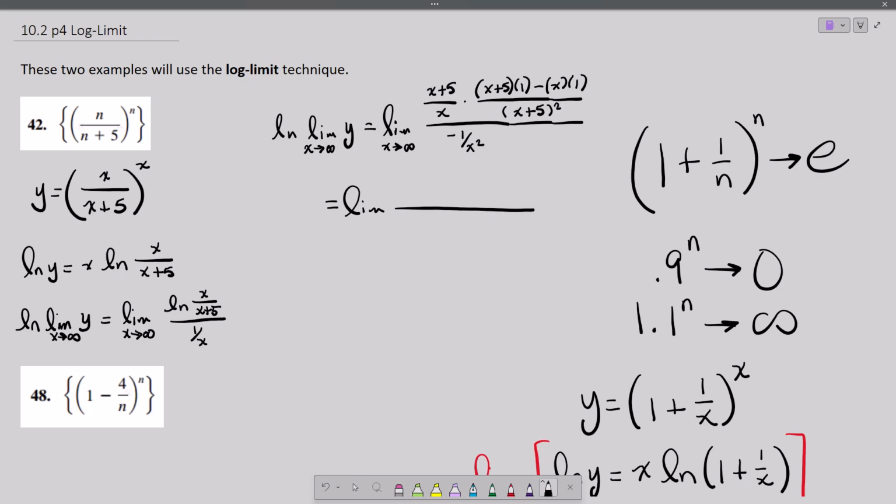All right, let's leave this negative 1 over x squared for a minute. We're going to leave this x plus 5 over x for a minute. Let's just focus on that quotient rule piece. X plus 5 times 1 is x plus 5. X times 1 is x. So we have x plus 5 minus x, which reduces to just 5. And then we have x plus 5 quantity squared.